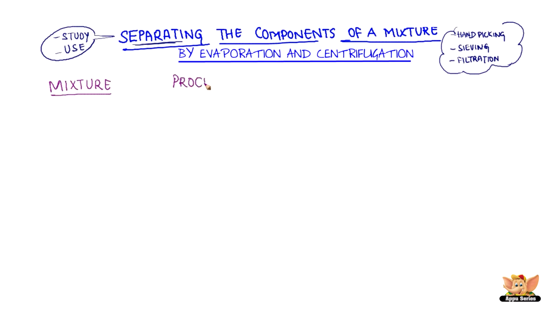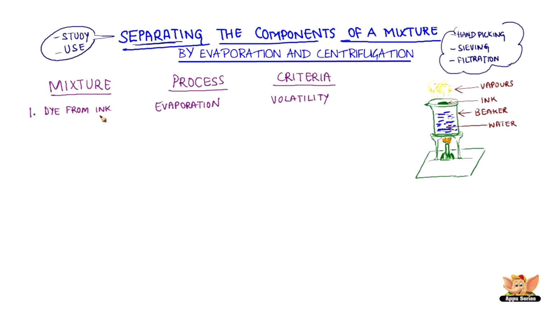However, all mixtures cannot be separated using these physical techniques. Let's take an individual example and see how we can separate them. How can we obtain colored components, known as dye, from blue or black ink? We use the evaporation method, which uses the volatility criteria of the mixture constituents. Evaporation is a process of separating the volatile component from its non-volatile component.